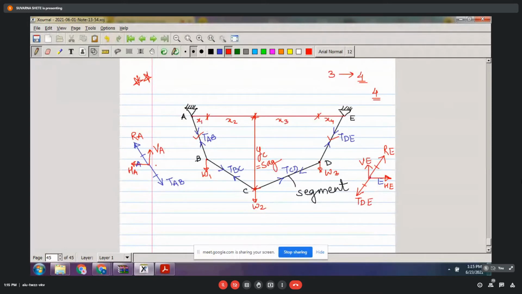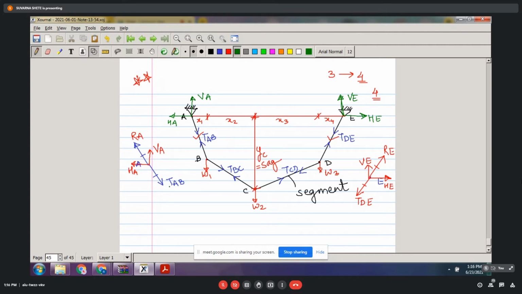So this is my diagram. Now I will not draw that RA, which is going to balance your TAB. Now I will just show you HA leftward, VA upward. This is my free body diagram. Here HE will be rightward and VE will be upward. Is it clear to all?